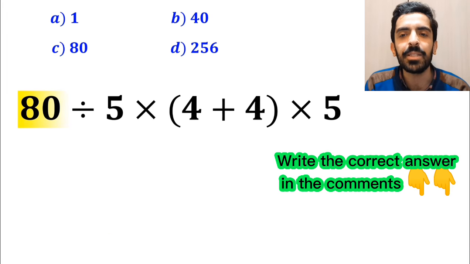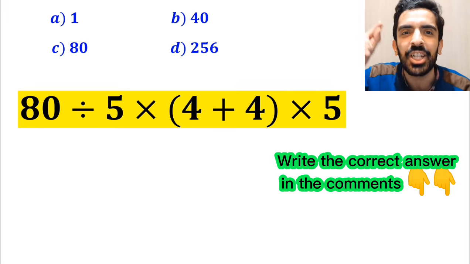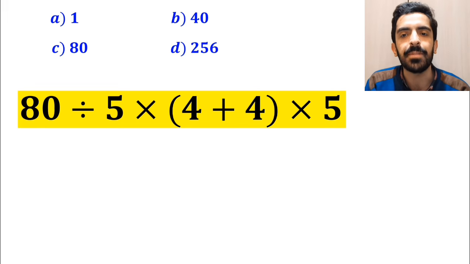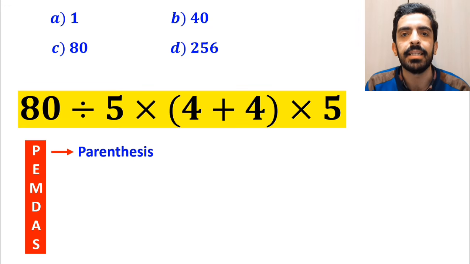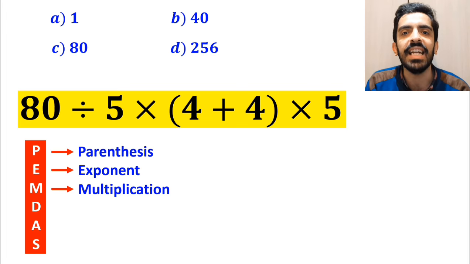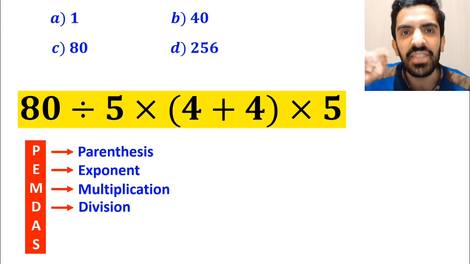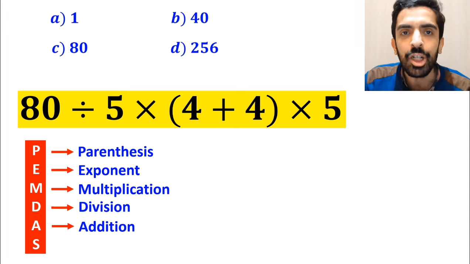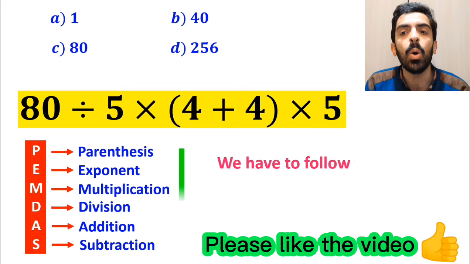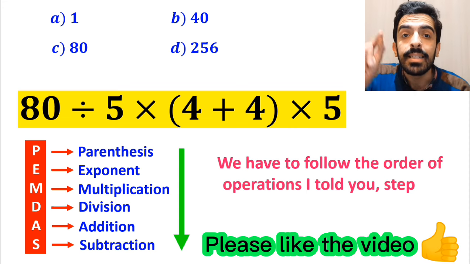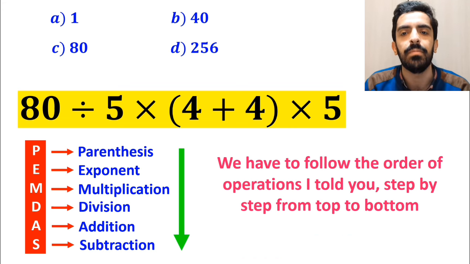Alright, now let me explain step by step how to solve this expression correctly. To solve this problem, we must follow a rule that is called PEMDAS. In this rule, P stands for parentheses, E stands for exponent, M stands for multiplication, D stands for division, A stands for addition, and S stands for subtraction. We have to follow the order of operations I told you, step by step from top to bottom.